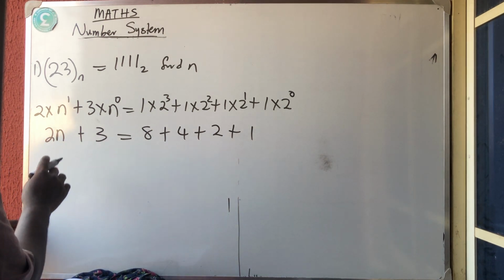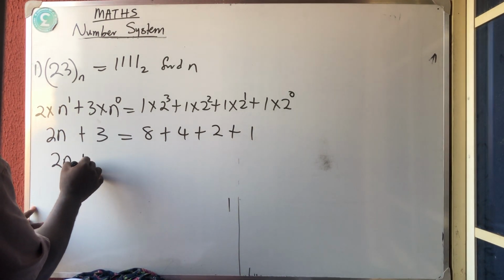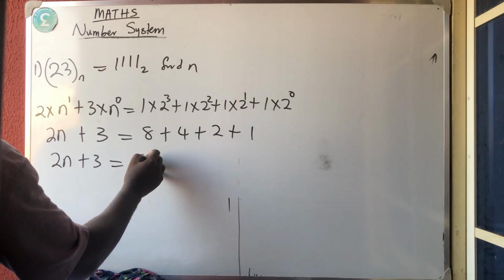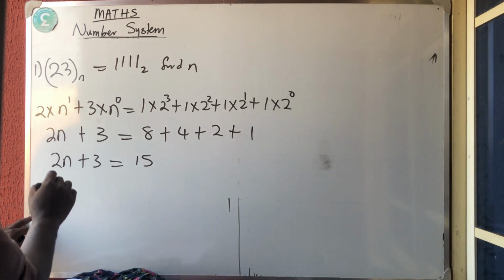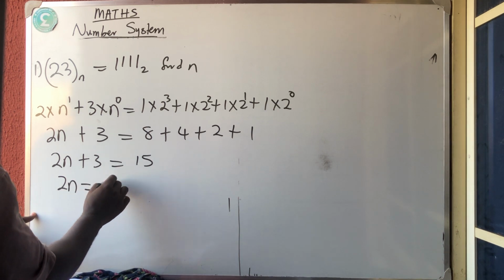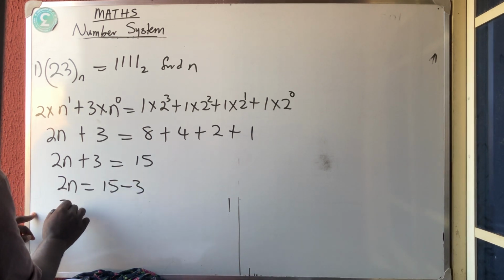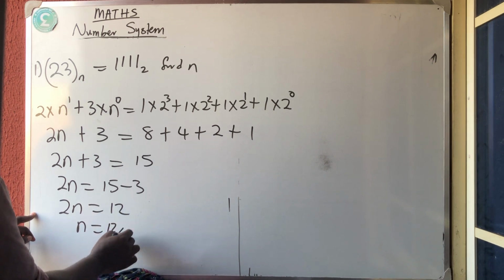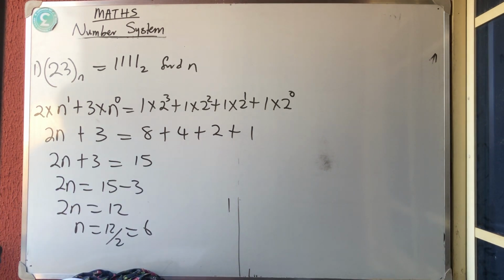Okay, so what do I have now? 2n plus 3 is equal to 15, right? So which means 2n is equal to what? 15 minus 3. So 2n is equal to 12. So n is equal to 12 divided by 2, which is what? 6. As simple as that.